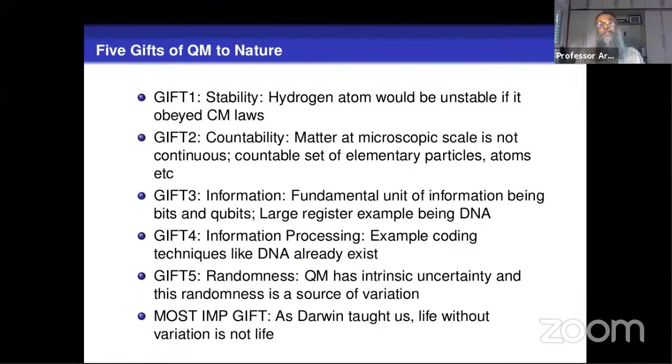Countability. Quantum itself means discrete. Otherwise, things were supposed to be continuous flows and so on. The idea that the world is made up of discrete, countable objects is fundamentally quantum. Then, of course, information. Information storage and processing using discrete motifs like bits and qubits, and large registers like DNA, again is an idea of using information in a discrete way.